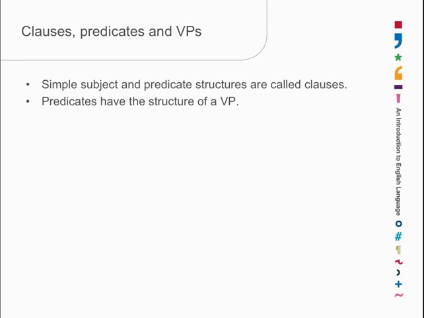Well, what about predicates? Predicates are lovely. Predicates always have the structure of a VP. Remember, we finished with VPs in the last session. Well, there is only one function that VPs perform, and that is predicate. And all predicates have the structure of a VP. That isn't the case for subjects. We've already seen that some subjects are noun phrases, if you look back a few slides, and we've also seen that some subjects are clauses. So predicates are really good. They behave themselves nicely. They're always VPs.